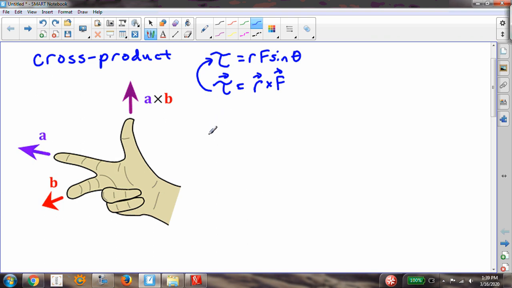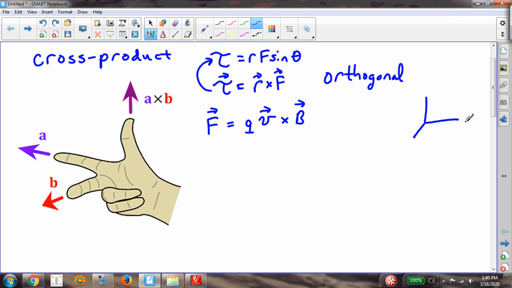And the cross product, you have 3 vectors. In today's application, we're going to be looking at F equals QV cross B. We have 3 vectors. This X looks like a multiplication sign, but it means a lot more than that because you're actually multiplying 2 vectors. You're taking the cross product. These 3 vectors are orthogonal. Orthogonal is just a fancy way of saying that they are all perpendicular to one another. Just like the XYZ axes are orthogonal, these 3 vectors are all orthogonal.